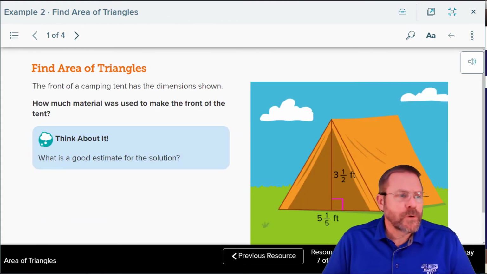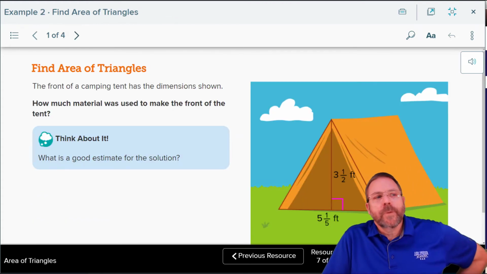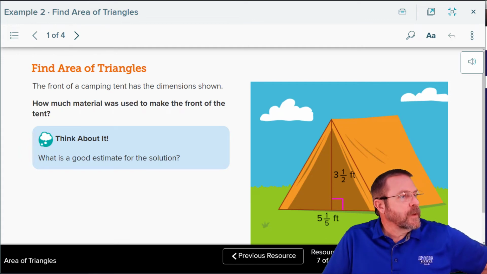For example number 2, we're taking a look at an old school pup tent, and it says the front of the camping tent has dimensions shown.